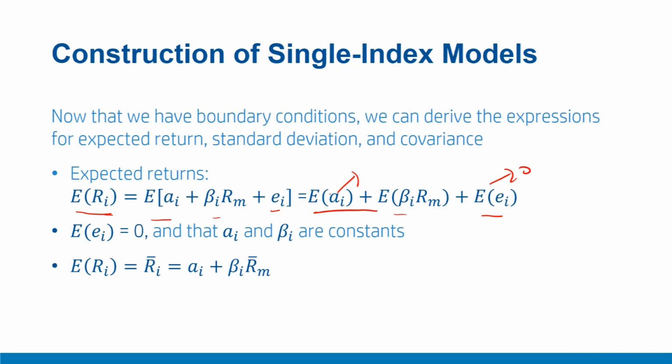Now expectations of Ei is 0, we already discussed that. Since alpha is a constant term, expectations of alpha i will be alpha i itself, and expectations of beta i times Rm will be beta i times Rm bar, because beta is a constant. Rm bar is the expectation of market return. So this is the expected return definition for the single index model.